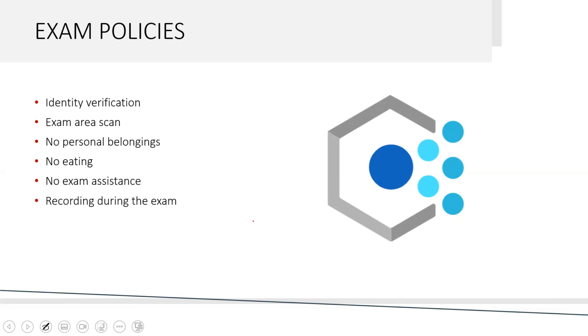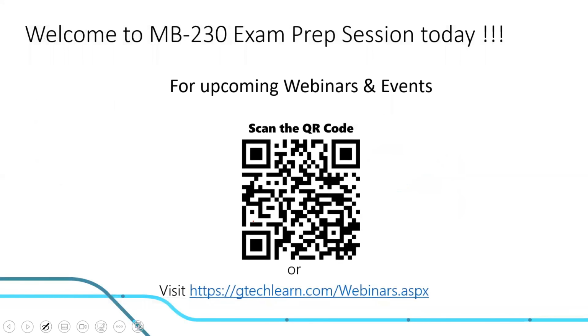Do not keep any personal belongings with you at the time of the examination. Do not use any eating items in your exam sessions. No assistant is going to be present. Also, the session is going to be recorded during the examination, so always make sure that you have a clear view on your side. So these are some exam policies we have. That is all about what we have in this MB-230 exam prep session.